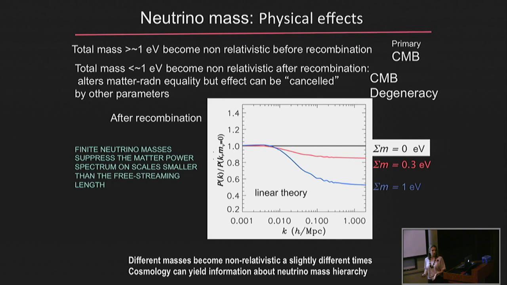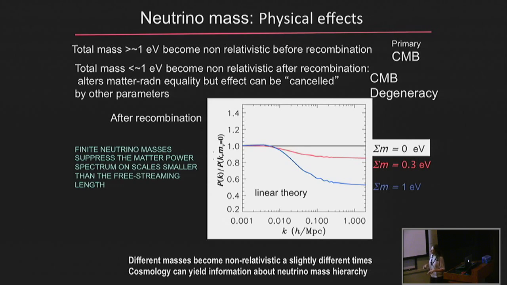However, we have observations after recombination, and in these observations we see a different effect. We see that finite neutrino masses suppress the matter power spectrum on scales that are smaller than the free streaming length. And this is the effect one is talking about: the ratio between P(k) divided by the P(k) for zero neutrino masses, as a function of different sums of neutrino masses. And you see that in the epoch of precision cosmology, a 20% effect on the power spectrum should be able to be seen. And a 20% effect is around 0.3 eV.